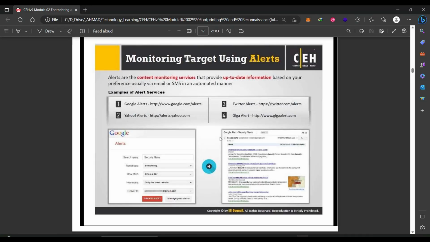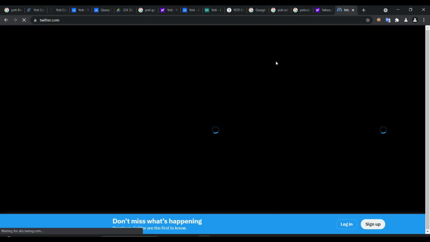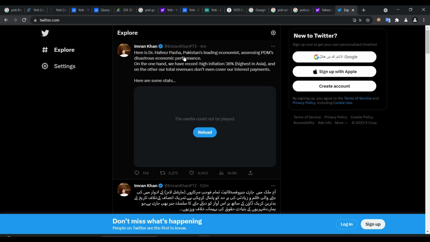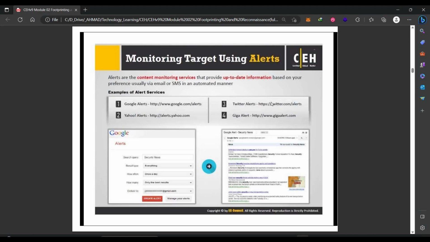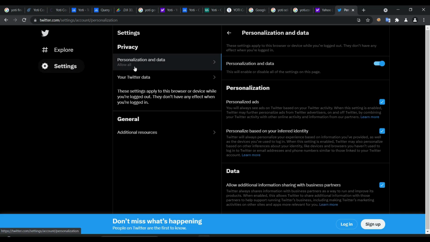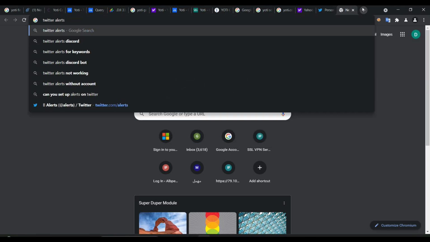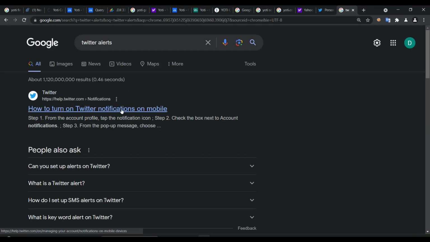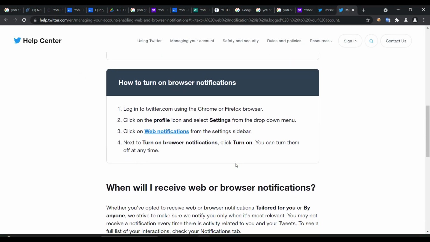What else? There are other websites, like Twitter alerts. This is very good in case you are following a channel or a trend, and you need to get notified about a keyword. Whenever this keyword gets mentioned, you can go and check. Let me go to twitter.com/alerts. I guess you can find it in the settings, or you can read the documentation: how to turn on Twitter notifications, and what a Twitter alert pop-up is. It can be integrated with your Discord, with Slack if you use it as a service, and more.